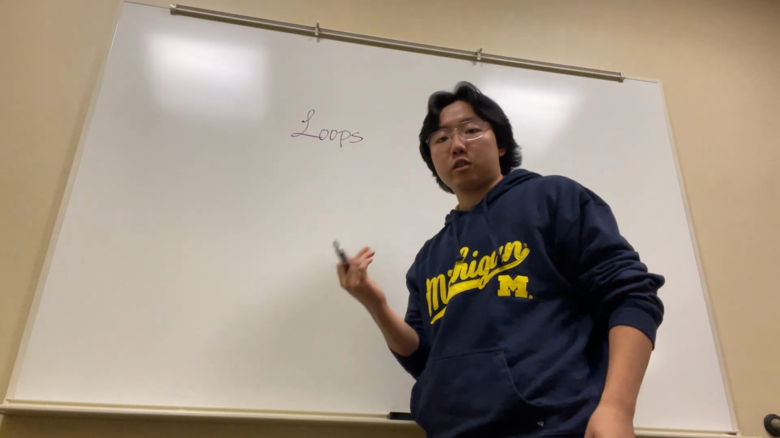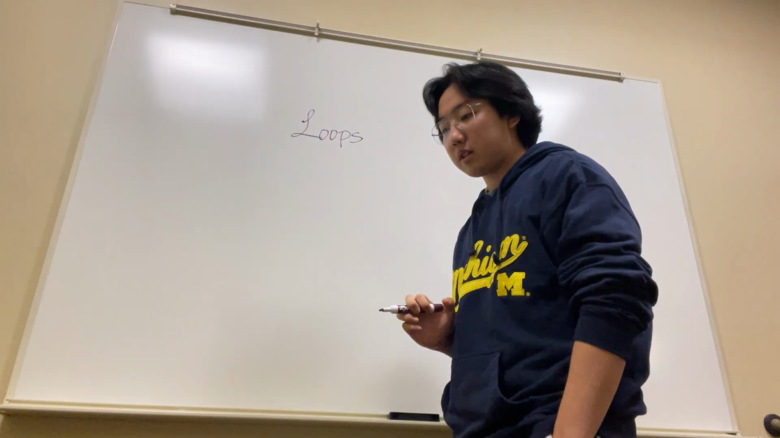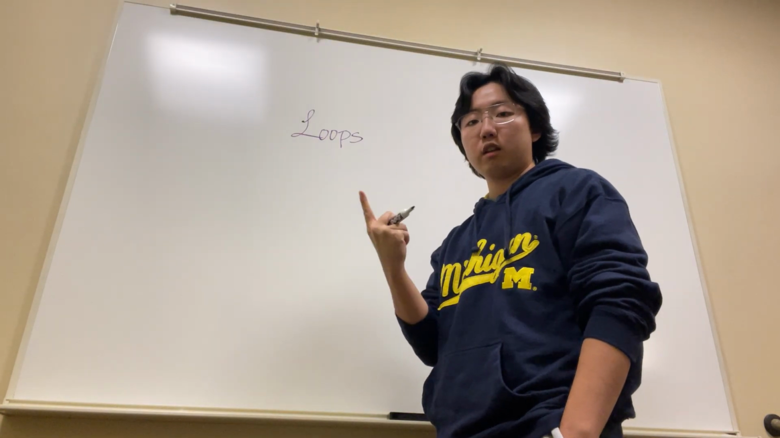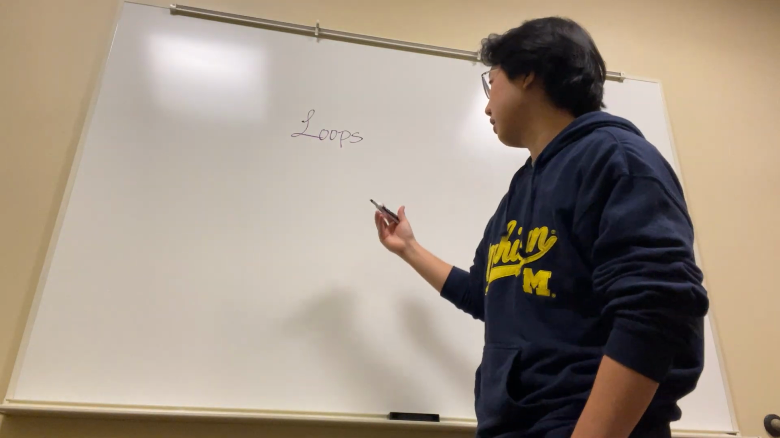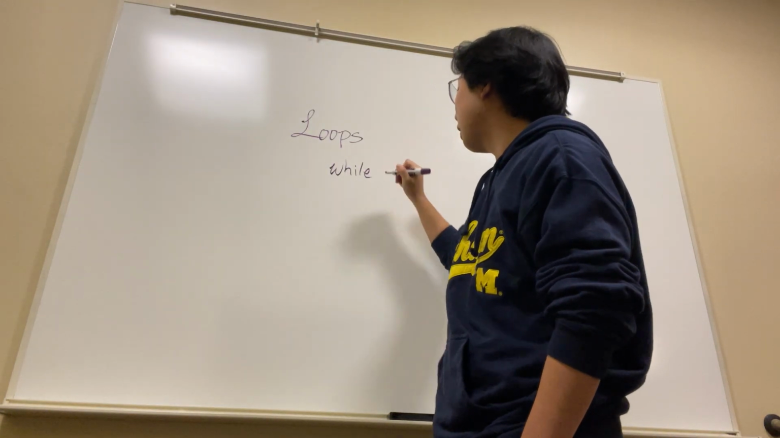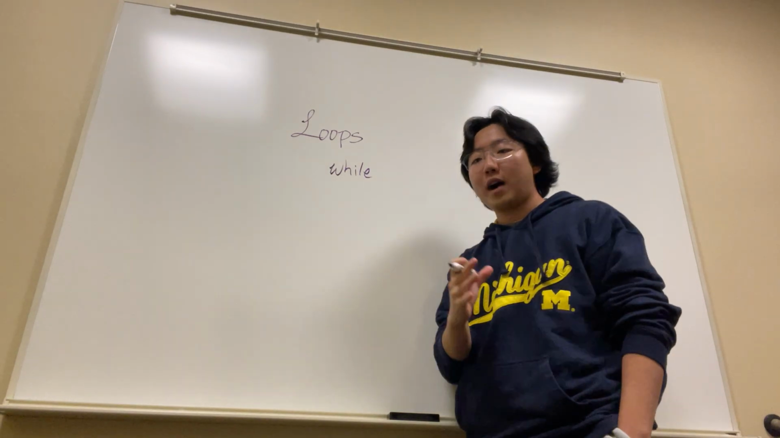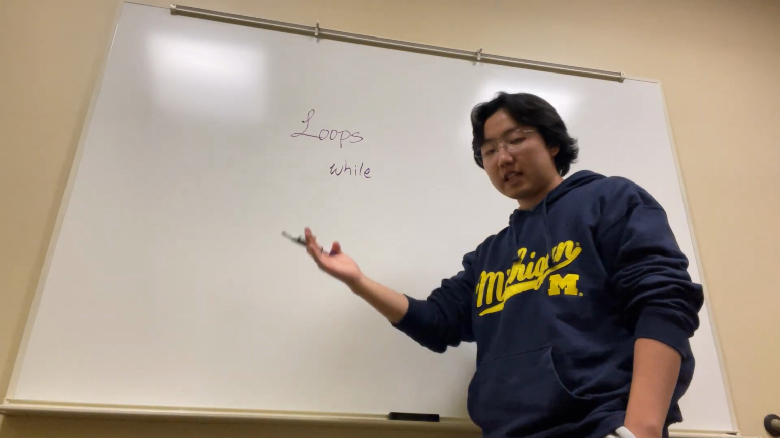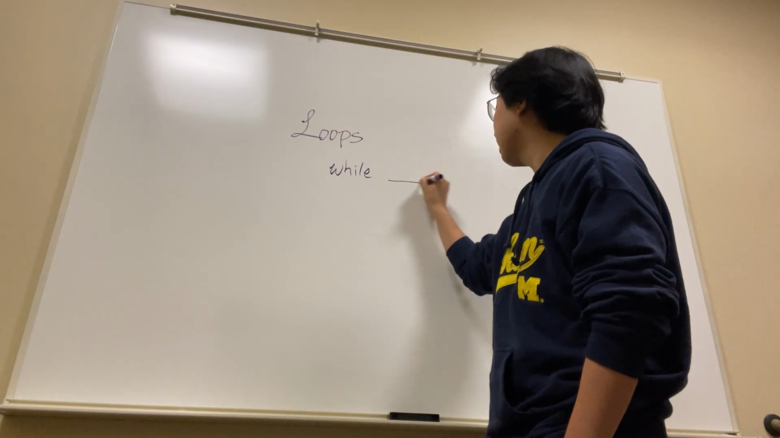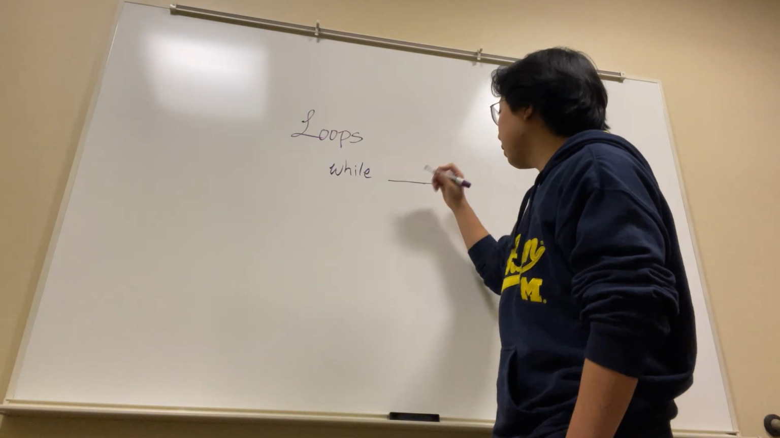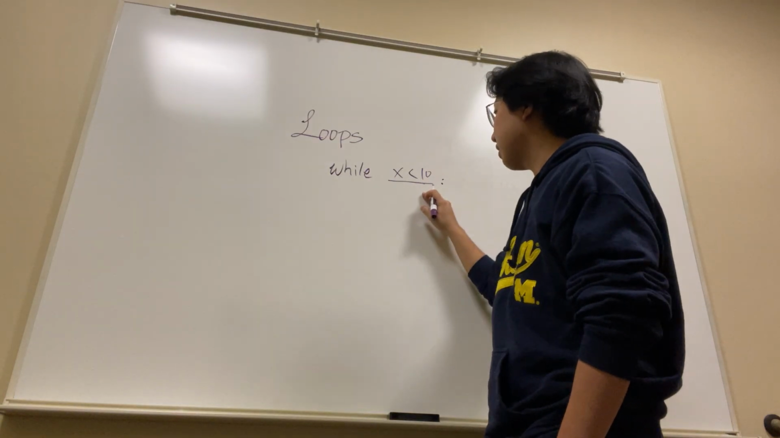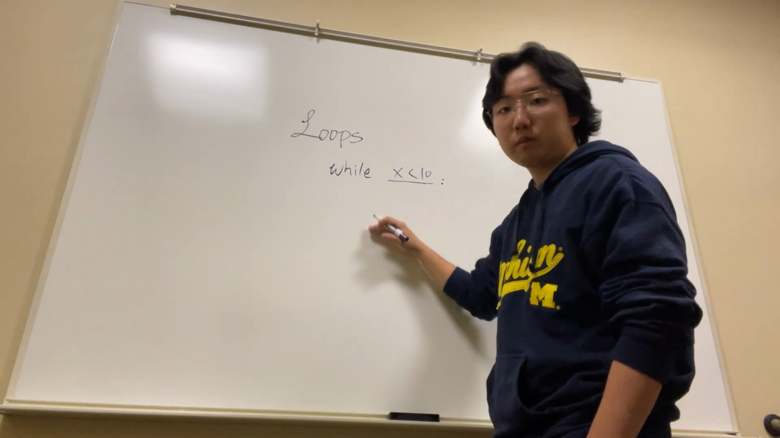There are two main loops that we use in programming: the while loop and the for loop. So let's start with the while loop, right? Like in the name, while loop. You can think of it like English: while something is true, then you do it, right? Normally we have a condition here. You can say while x is less than 10, then you perform whatever you need to do.